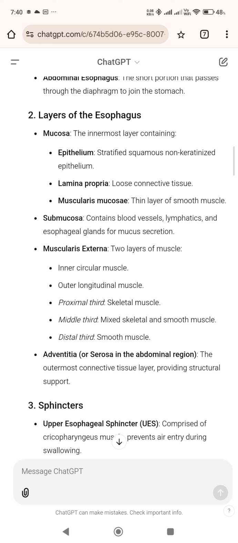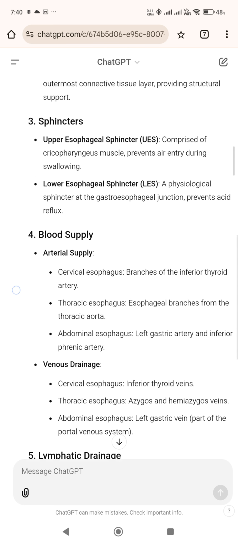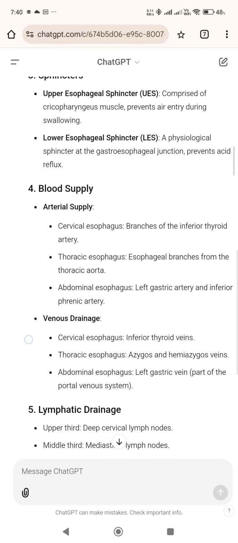3. Sphincters. Upper esophageal sphincter, UES, comprised of cricopharyngeus muscle, prevents air entry during swallowing. Lower esophageal sphincter, LES, a physiological sphincter at the gastroesophageal junction, prevents acid reflux.